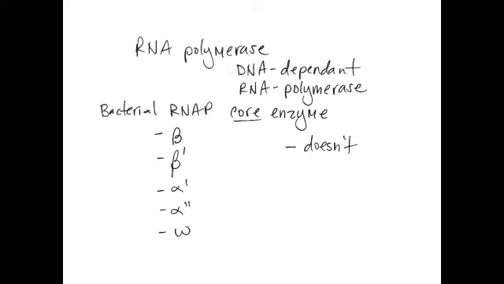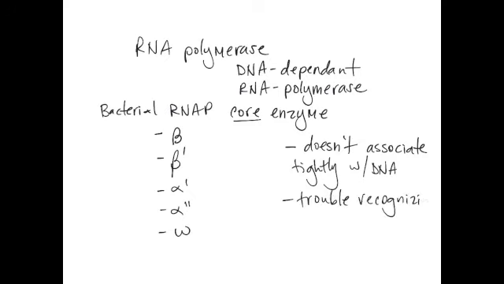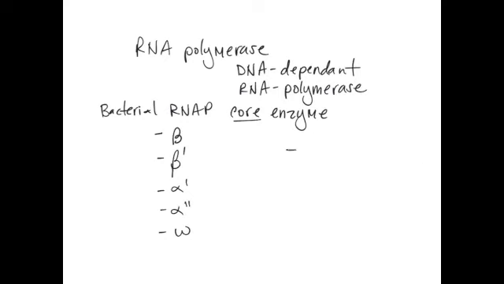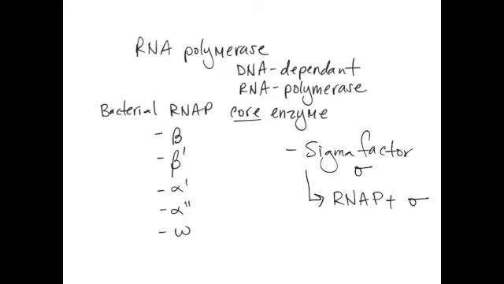Now this core enzyme doesn't associate very tightly with DNA, so as it scans along the DNA it has trouble staying on and it can just fall off. And it also has trouble recognizing promoters of genes. So this little core enzyme of the bacterial RNA polymerase needs some help to do its job really well. And that help comes in the form of another subunit called the sigma factor. When the RNA polymerase core enzyme associates with a sigma factor, it forms what's called the holoenzyme.